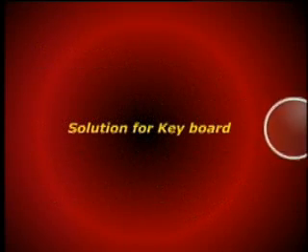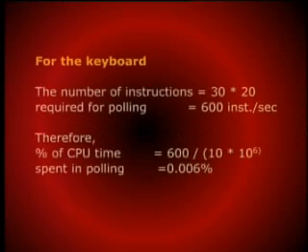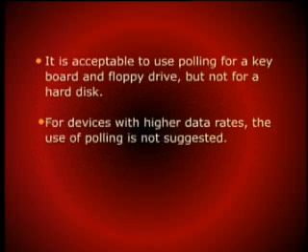For the keyboard, the number of instructions required is 30 multiplied by 20, which is 600 instructions per second. Therefore, the percentage of CPU time spent for the keyboard is just 0.006%. It is clear from this example that while it is acceptable to use polling for a keyboard or for a floppy drive, it is very risky to use polling for the hard drive. In general, for devices with high data rates, the use of polling is not suggested. Let us now consider another example.